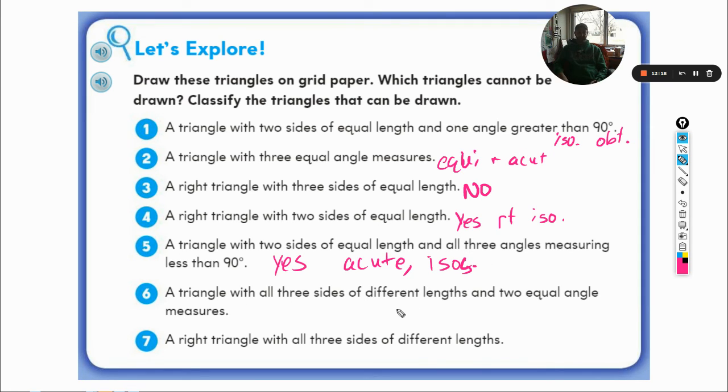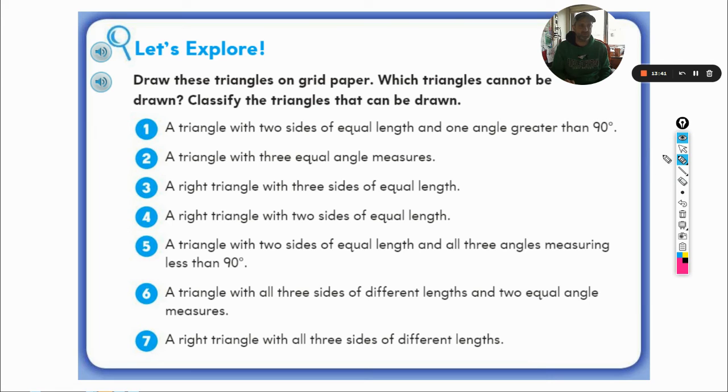Triangle with all three sides different lengths and two equal angle measures. No, because if you have two equal angles, you have two equal sides. And a right triangle with all three sides of different lengths. Yes. And that would just be a right triangle. Then later on in school life, you'll learn about special right triangles like 30, 60, 90s and so on and so forth. Okay. Cool.